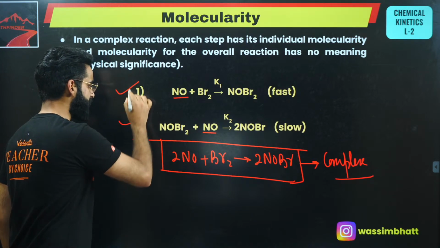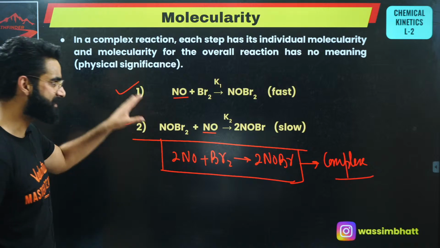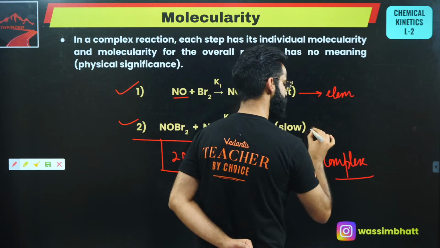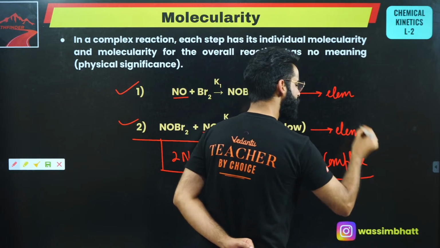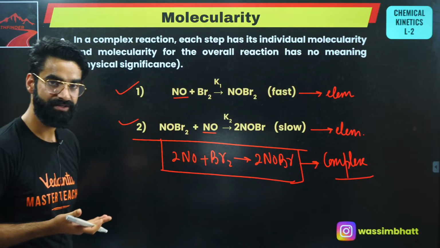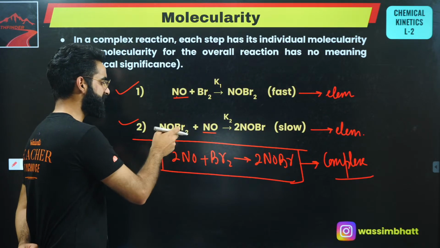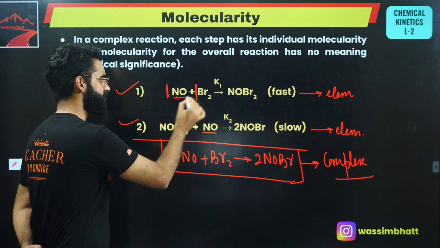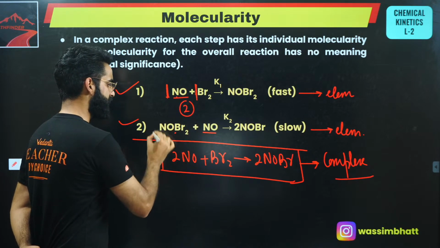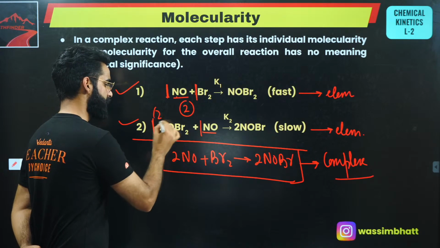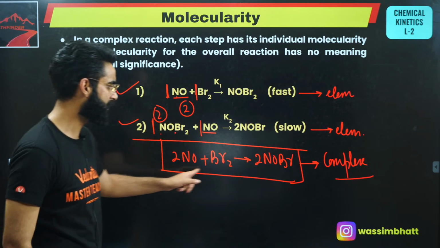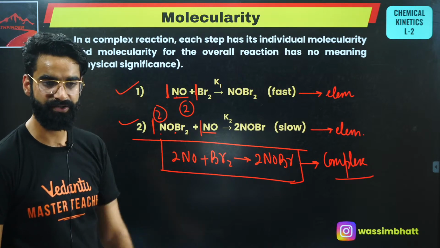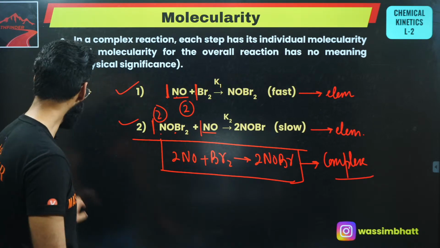These are the steps involved in this complex reaction, and the steps involved in complex reactions are always elementary. So this is elementary, this is again elementary, and molecularity is only defined for elementary reactions. So I can define molecularity for each step. Molecularity for this step is 1 plus 1, 2. For this step it is again 1 plus 1, 2. I cannot calculate the molecularity of the complex reaction, which has no physical significance, because molecularity is only defined for elementary reactions.